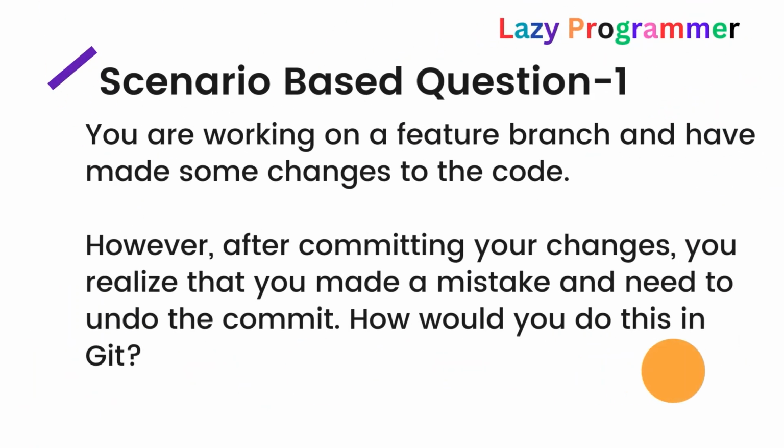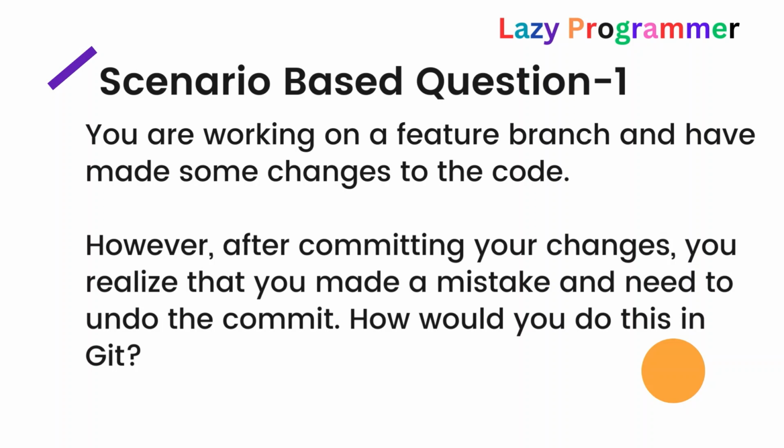Let's see our first scenario based question. Suppose you are working on a feature branch and you have made some changes to the code. However, after committing your changes, you realize that you made a mistake and you need to undo that whole commit. So, what steps you need to take?